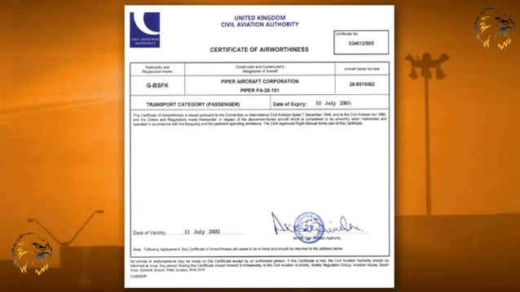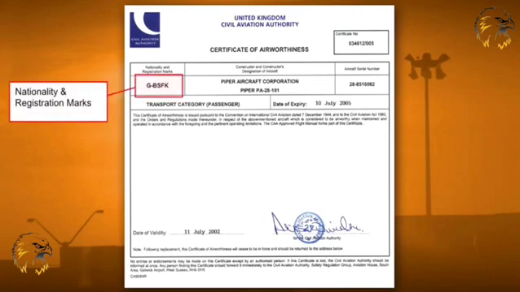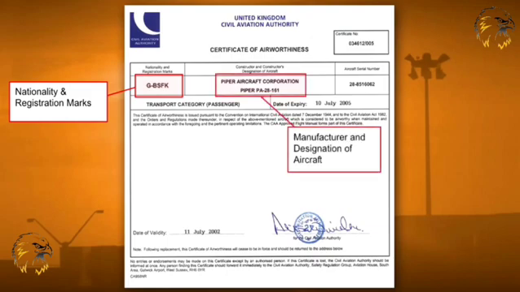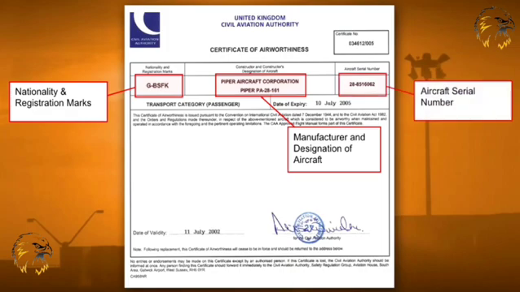A certificate of airworthiness is to be issued by the state of registry when satisfactory evidence is provided that the aeroplane complies with the appropriate airworthiness requirements. ICAO has specified a standard form for the Certificate of Airworthiness, C of A, which includes the nationality and registration marks of the airframe, the manufacturer and designation of the aircraft, along with the aircraft serial number.